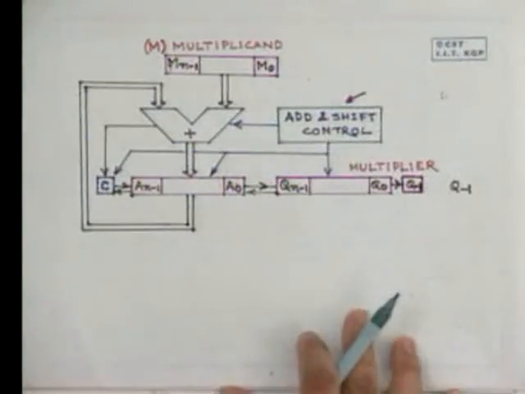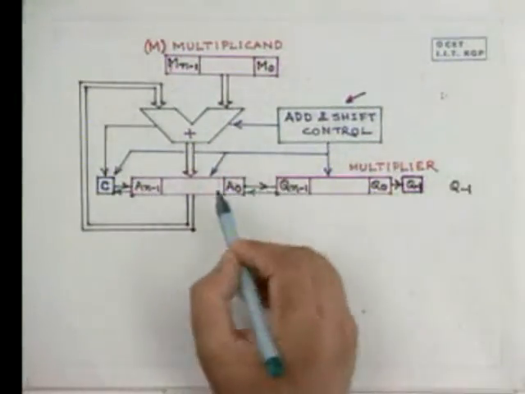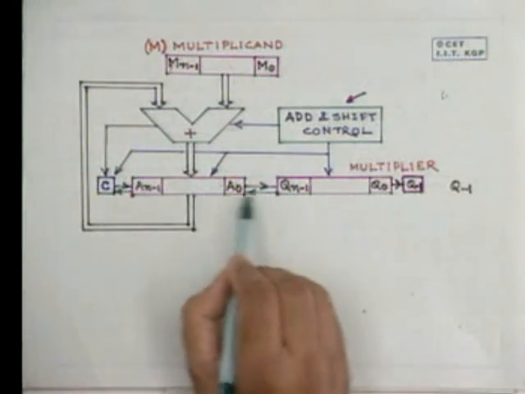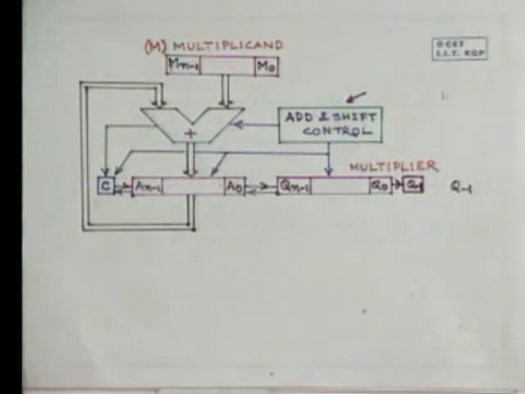That is our Booth's algorithm, and the simple circuit that we use to do this is this, which I say will be used for division also, which I will be discussing in the next class.